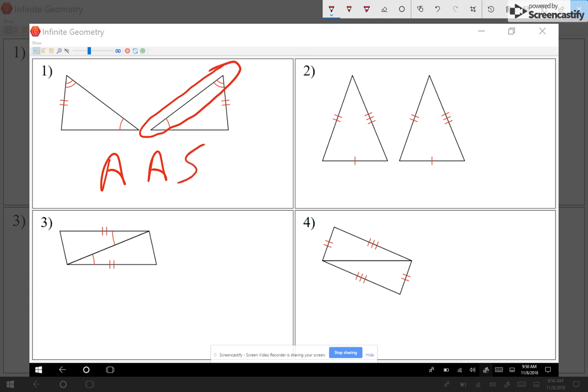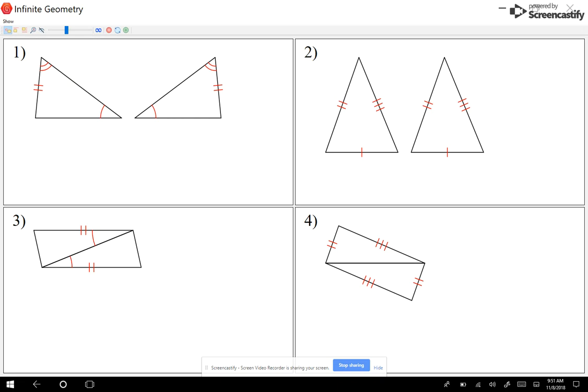How about if we put side angle angle? If you put side angle angle, that will be okay as well. We can read it from left to right or from right to left. Yeah, no bad words on your paper. Side angle, not good. All right, so we're good on these.